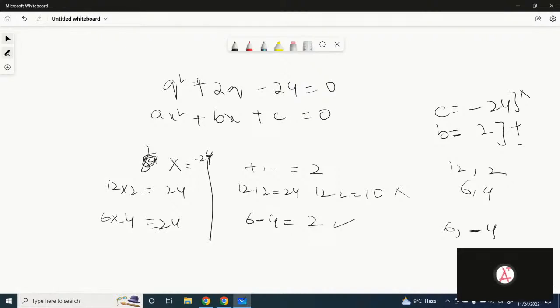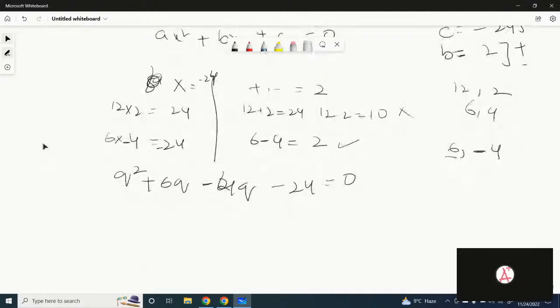So let's just use the pair of numbers to factor. It would be q square plus 6q. These are the factors we have made for 2q. It is 6q minus 4q minus 24 equals 0. Got it? Okay, you can take common q from here.